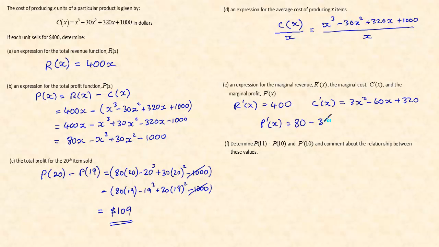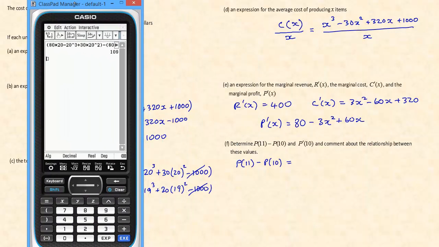Take away 3X squared, add 60X, and of course the 1000 disappears. So we want to do P of 11, take away P of 10, a similar calculation to what we did here, so this must be the total profit for the 11th item sold.